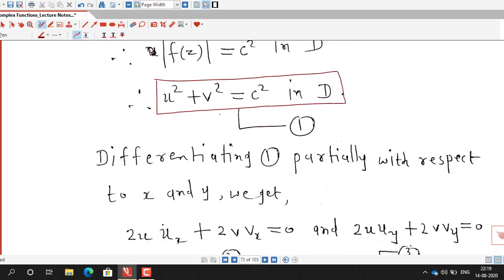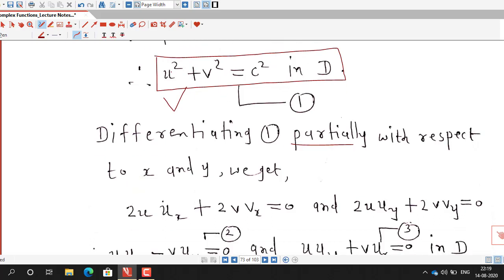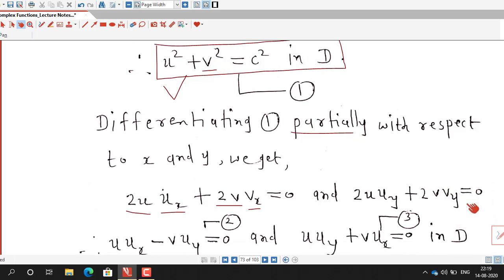Now we are differentiating this equation. See, u and v are functions of x and y, so we can differentiate partially with respect to x and y. First we differentiate with respect to x. Derivative of u square is 2u into del u by del x by chain rule. Similarly, derivative of v square is 2v into del v by del x, and c is constant, so its derivative is 0. Similarly, derivative with respect to y is 2u into del u by del y plus 2v into del v by del y equal to 0.